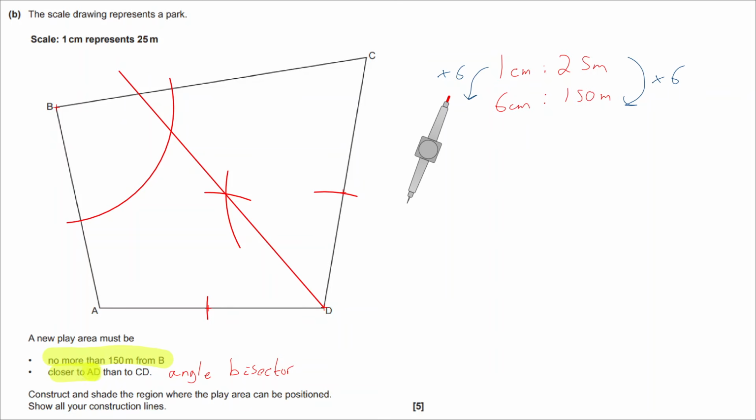Now, all we've got to do is shade the region where the play area can be positioned. So we know for the first one, it's got to be no more than 150. It's got to be within this part here, and it's got to be closer to AD. So it's got to be everything within this part of our park. Okay, just this part here. Yeah, and that is my answer. I quite like the loci questions. They're always quite nice to do.